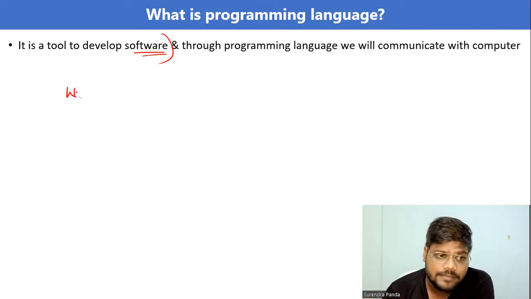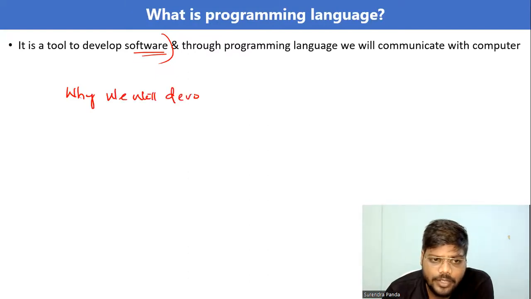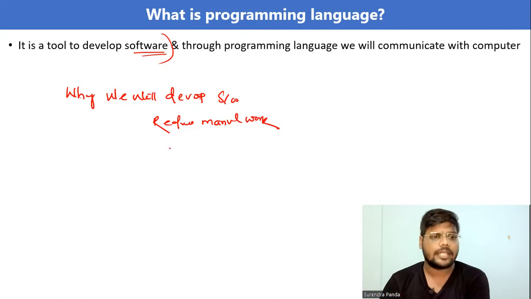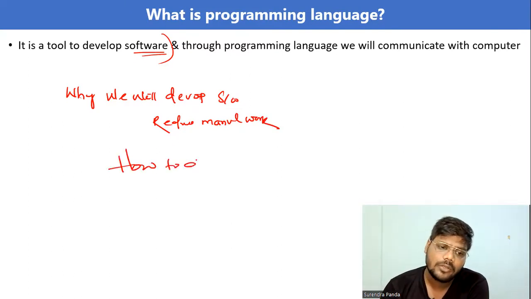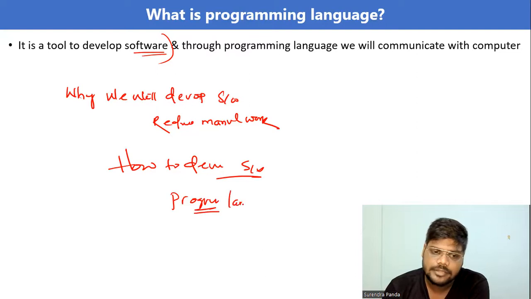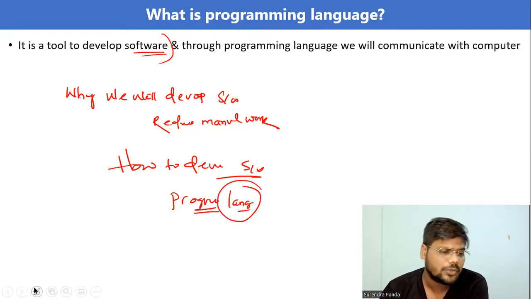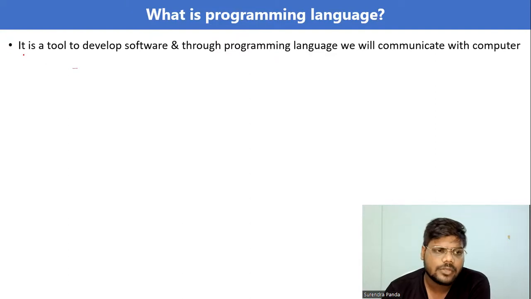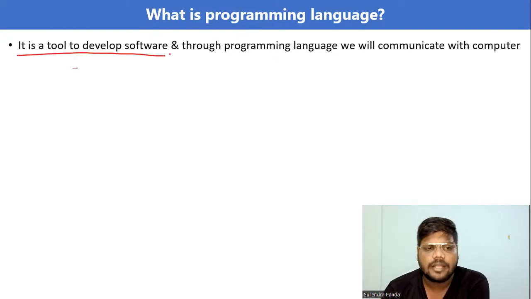Observe very carefully what I'm saying. Why will we develop software? To reduce manual work. And how to develop software? By using programming language, we are going to develop software. Is it clear or not? Okay. By using programming language, we can develop software. So it is a tool to develop software.